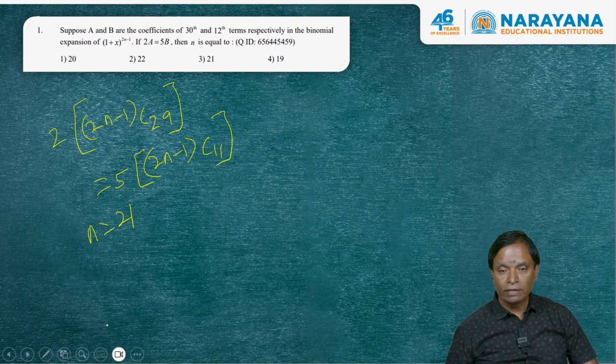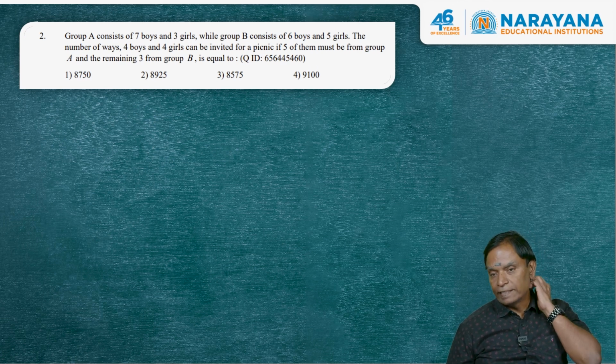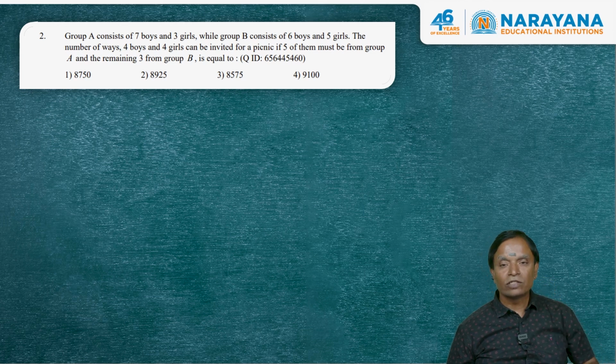Okay, let us go for the next question. You are given two groups, in which in one group you have some boys and girls. In the second group you have 6 boys and 5 girls. You are asked to select 4 boys and 4 girls who are invited for a picnic. If 5 of them must be from group A and the remaining 3 from group B, then you are asked to find the number of ways of forming the group.